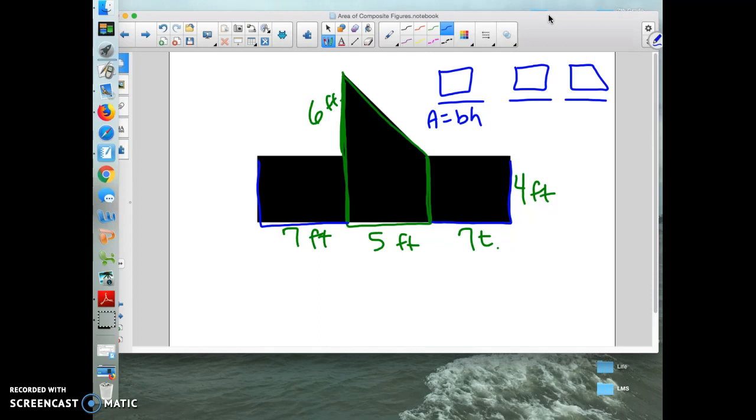How do I know that's 4? If this side is 4, that makes this side 4. If this side is 4, it makes this side 4. If that side is 4, it makes this side 4. Nothing has changed up here, where you see that right there.